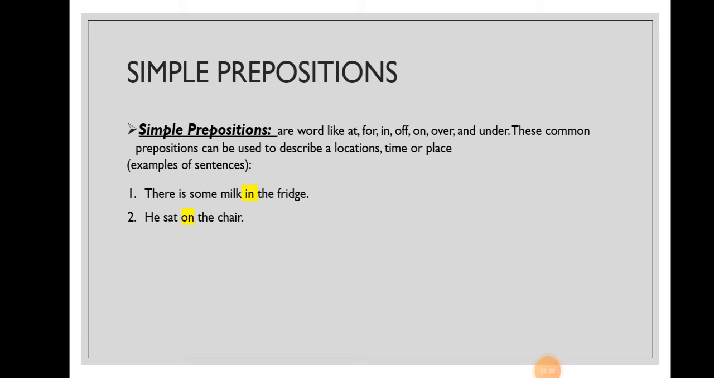There is some milk in the fridge. So in is the simple preposition and it's describing the place. The second example is: he sat on the chair. On is also the place and it's a simple preposition.